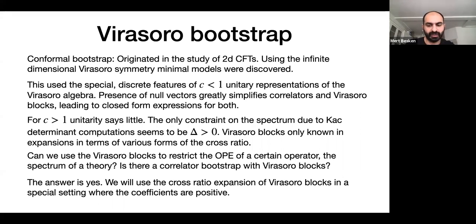So the question I'm asking today is, can we use the Virasoro blocks to restrict the OPE of a certain operator, and by way of that, the spectrum of a theory that contains that operator? Is there a correlator bootstrap with Virasoro blocks? And I'll try to convince you the answer is yes, and we'll use the cross ratio expansion of Virasoro blocks in a special setting where the coefficients are positive.